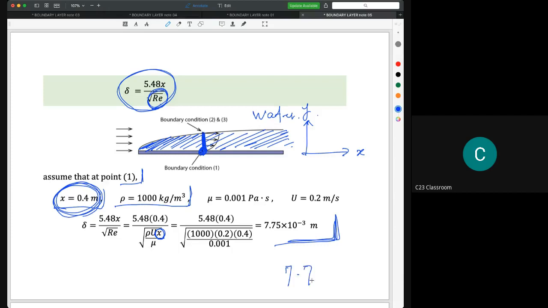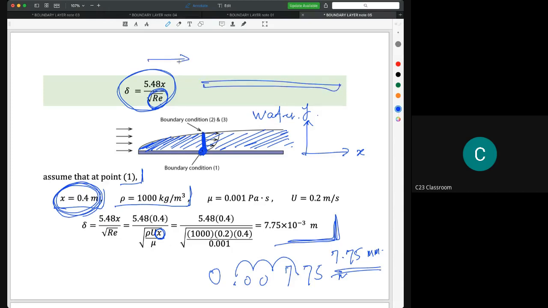Jadi kalau kita ada 7.75 kuasa minus 3, so kita ada sekitar 0.000775 meter atau sama dengan 7.75 milimeter. Jadi nilai boundary layer ini kita kata ia adalah realistik. Ia boleh diukur. Maksudnya sekiranya kita ada flat plate dan air mengalir di atas plate tersebut, boundary layer akan terhasil dan ketebalan boundary layer ini pada kedudukan X sama dengan 0.4 adalah 7.75 milimeter. So kita boleh ukur sekiranya kita boleh merakamkan fenomena tersebut.